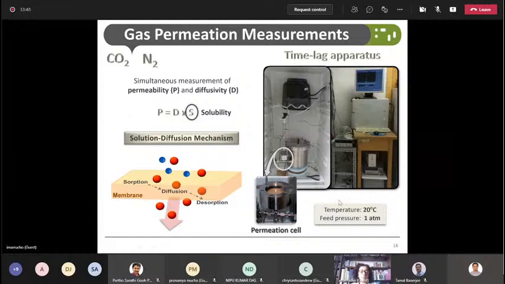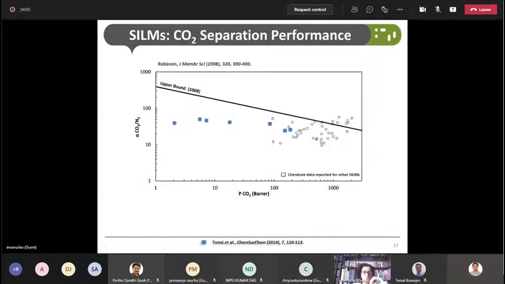All the data that I will show you here today were measured at 20 degrees C and 1 atmosphere, because this is for comparison with all the other membranes published in the literature in the Robeson plot. So what is the Robeson plot? The Robeson plot is this plot that you are seeing here. It's a log plot, and it represents the selectivity of CO2 towards N2 as a function of the permeability of the most permeable gas in this pair, which is the CO2.